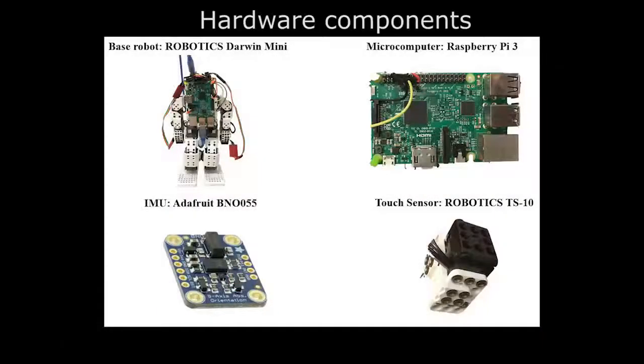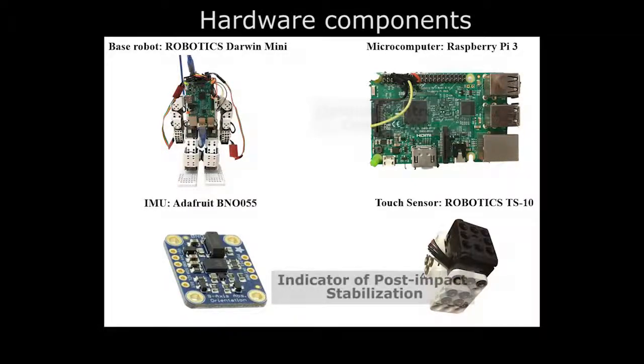We implement this system on a small humanoid platform augmented with additional sensors. The IMU provides the information of the robot angles and angular velocities. Raspberry Pi 3 undertakes the computational task of the optimization. The touch sensor tells our system to switch into the post-impact stabilization system when a contact is detected.